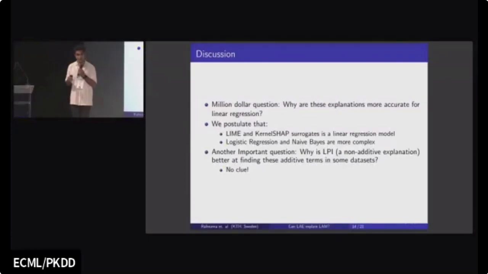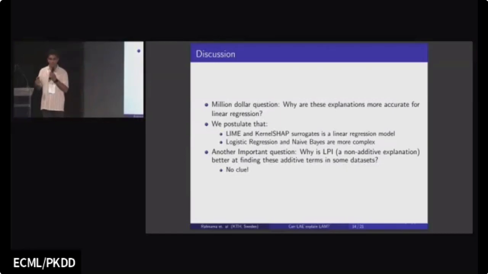For this, I suggest for future studies to change this, use linear classification surrogates for Lime and SHAP. Another important question is, why is LPI so good sometimes, especially for linear regression? I don't know. I think it's really weird. By the way, LPI is a method that was proposed in 2019 at ECML. It's a very underappreciated work, but it's in my slide. I will share the slides on the website.